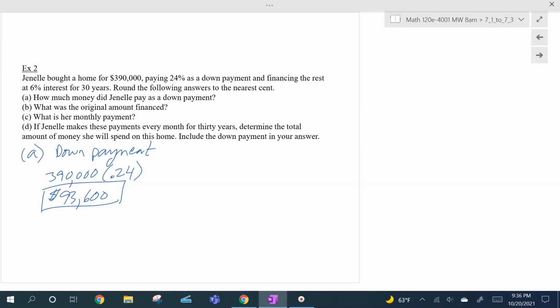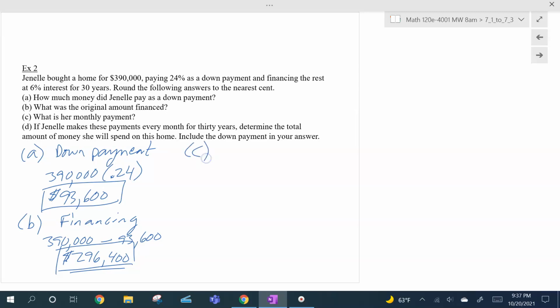So that means she's financing the rest of it, right? So how much is she financing? In other words, what's her mortgage going to be? Well, she buys it for $390,000, but she puts 93,600 down. And so she's financing $296,400. That's her mortgage loan. So part C, what's her monthly payment?